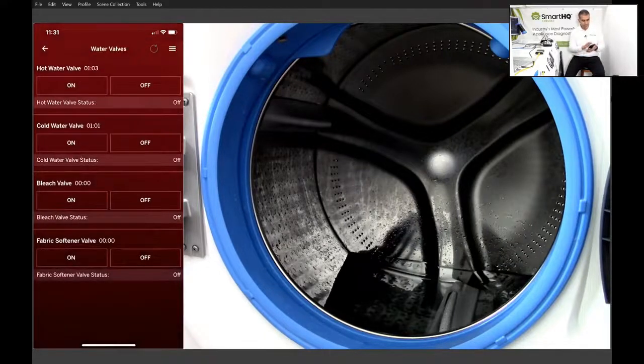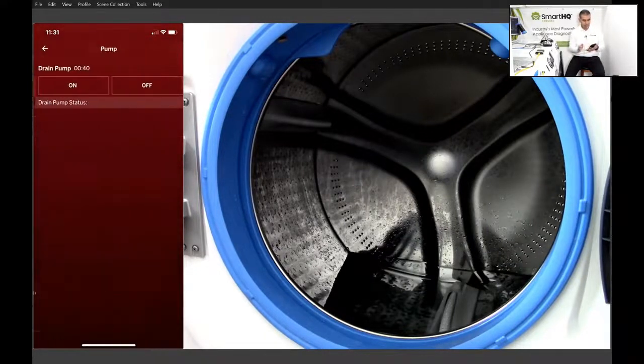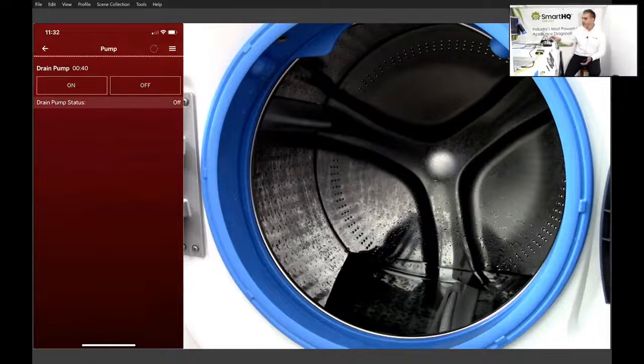All right, let's go ahead and exit out of this. And just to close this out, we're going to go ahead and activate the drain pump just to get all the water out of the unit. And we're going to move on to our next topic.